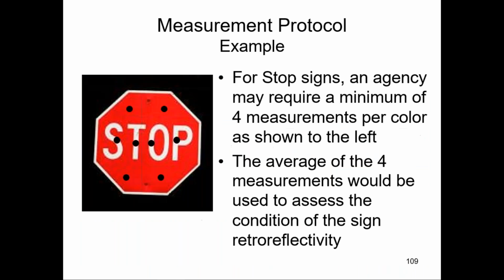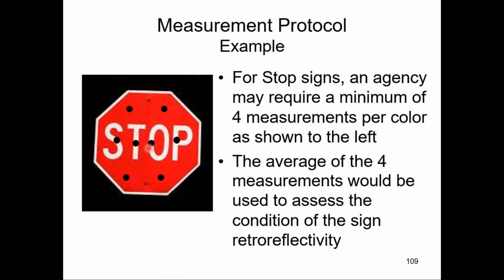Here's an example of measurement protocol. Those are not bullet holes in the sign. This is this agency's protocol for stop signs. Each black circle here, in the red on the stop sign, is where they would make 4 measurements, and then they take the average and report the average. The retroreflectometer device will do that for you.